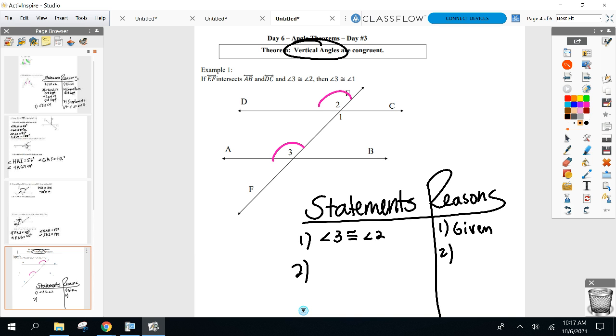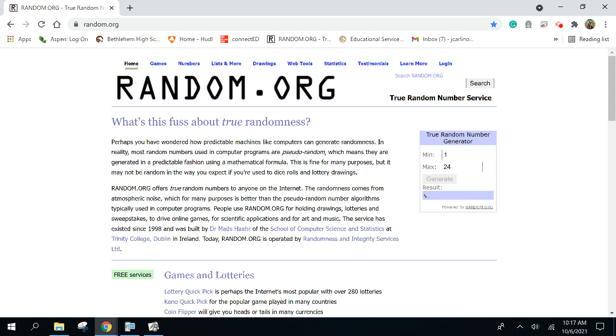Angle 2 is congruent to angle 1. That is true. How does Scott know that? We should know that now. 1 congruent to 2. Why?